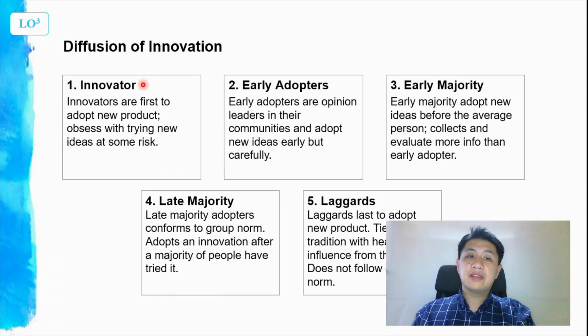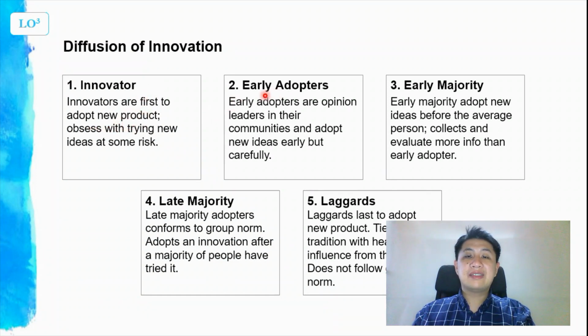Who are the innovators? They are the people who are first to adopt a new product, obsessed with trying new ideas at some risk. If you recall in the news, sometimes with a new product launch you have queues of people staying overnight at the store prior to the launch to be the first to pick up the product. This is what we usually know as the innovator. They are the first to adopt the new product.